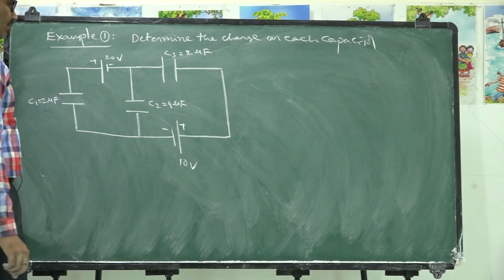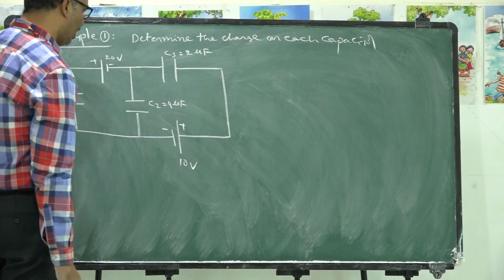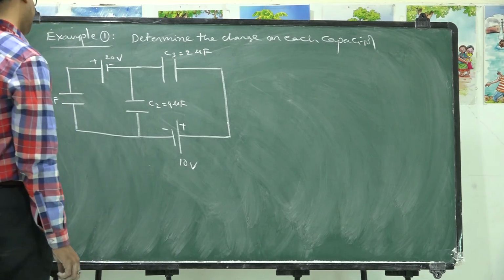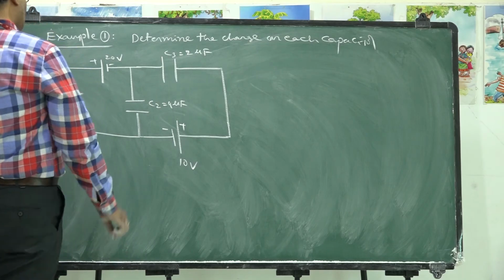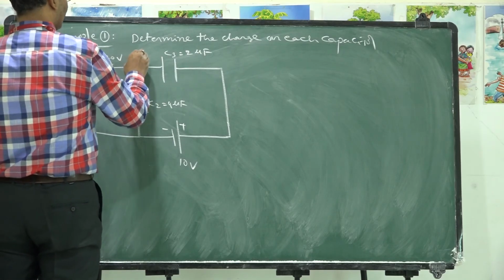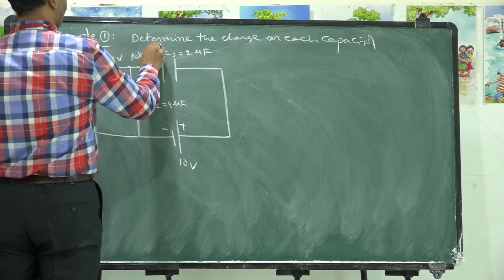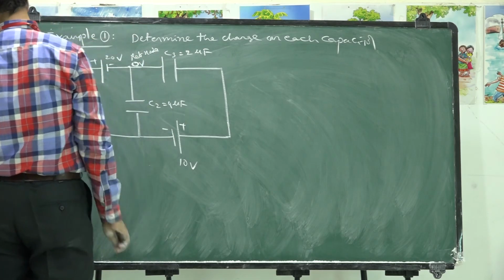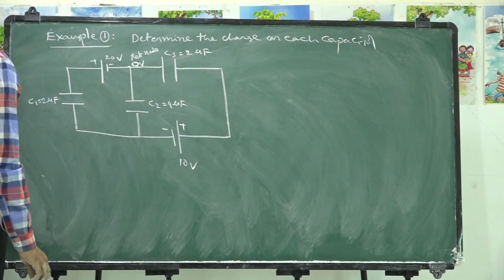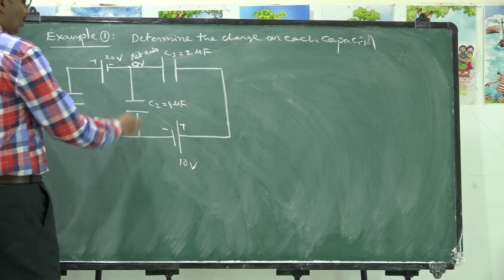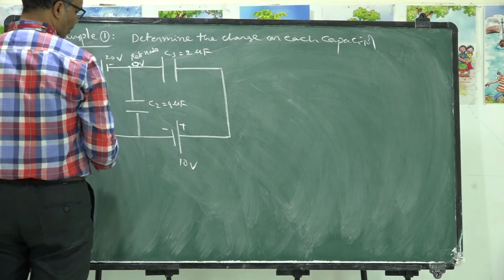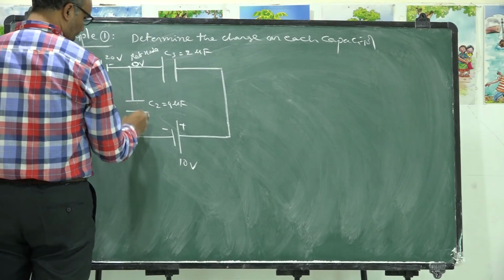So what are the 3 steps? First of all, we should identify all the nodes and their potentials. One reference node I should take. Let me take this as a reference node. Let the potential at this point be 0 volts. As it is 0 volts, definitely there should be some potential difference between the two ends. So here the voltage is not known to us.